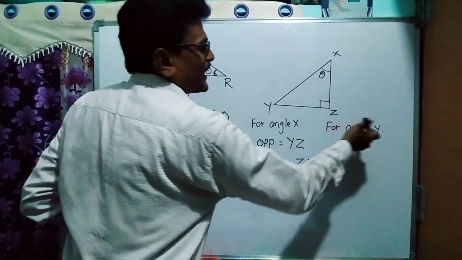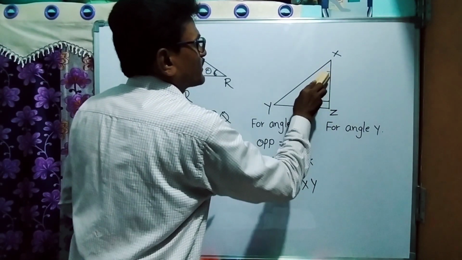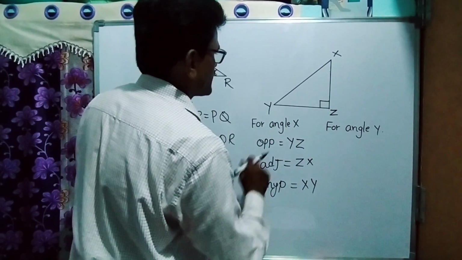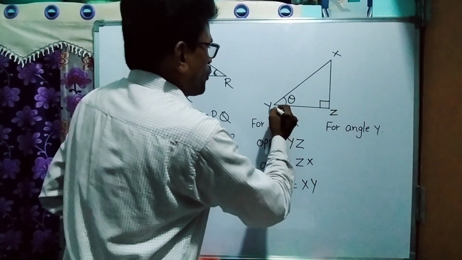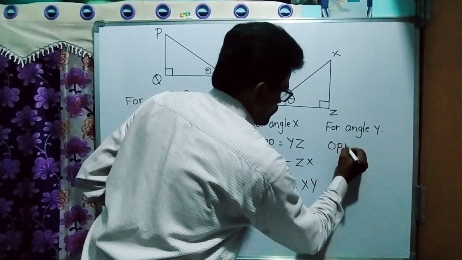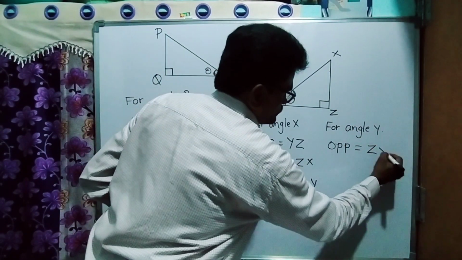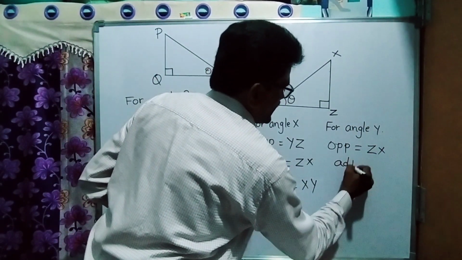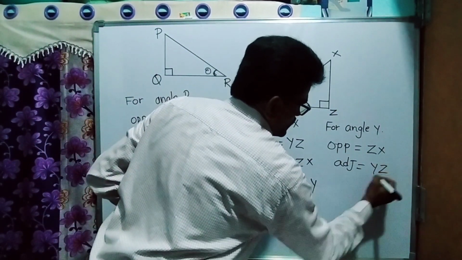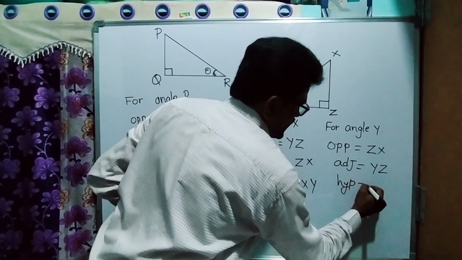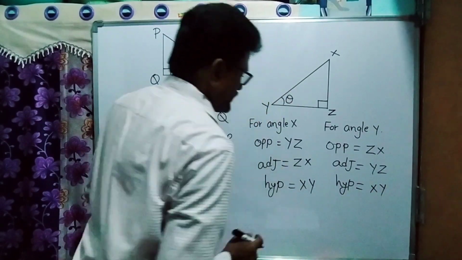Okay. Now for angle Y, in the same figure, if you take theta as angle Y, now consider this as theta. This will change. What is opposite with respect to angle Y? It is ZX. Now what is the adjacent side here? Nearby side, it is YZ. Now what is hypotenuse? This will always be constant. For Z, exact opposite is XY. Here also hypotenuse is XY.